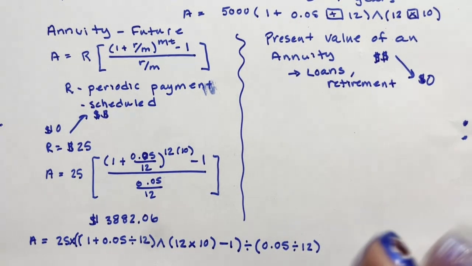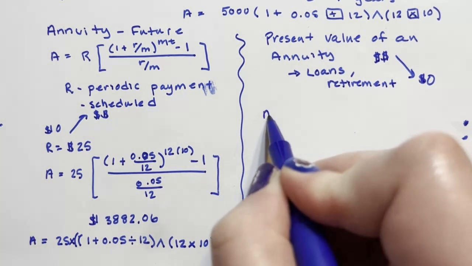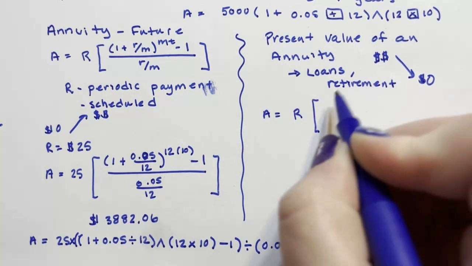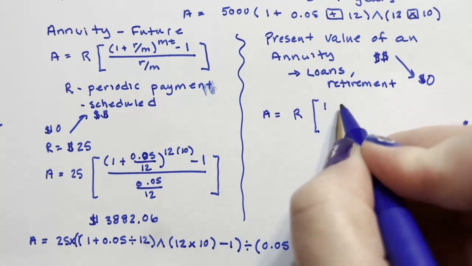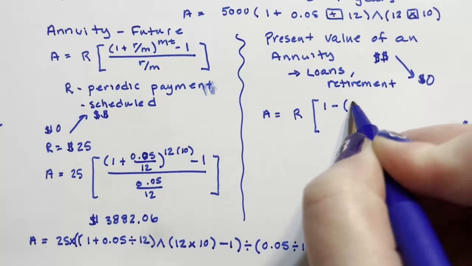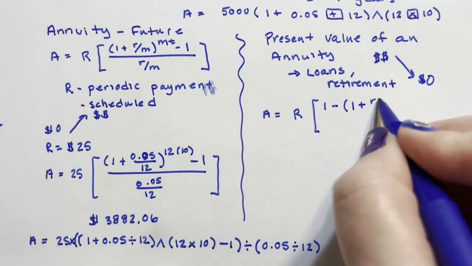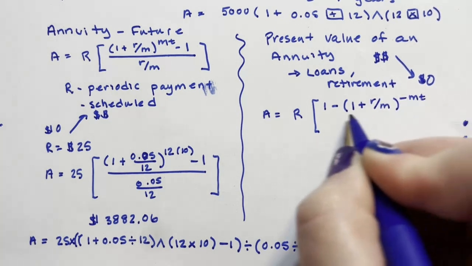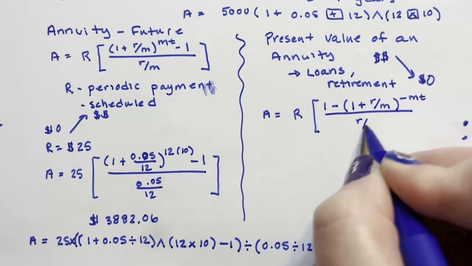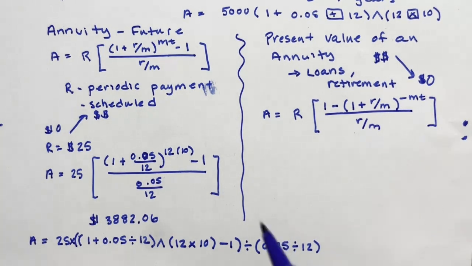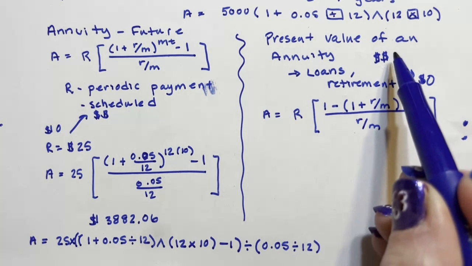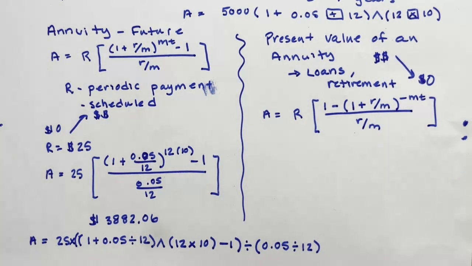The formula that we are using, there's two versions. The one I'm going to be using is R times 1 minus parenthesis 1 plus R over M to the negative MT, all over R over M. Lots of negatives here. I always think of this negative as we're chipping away. The negative exponent is because we're going down.